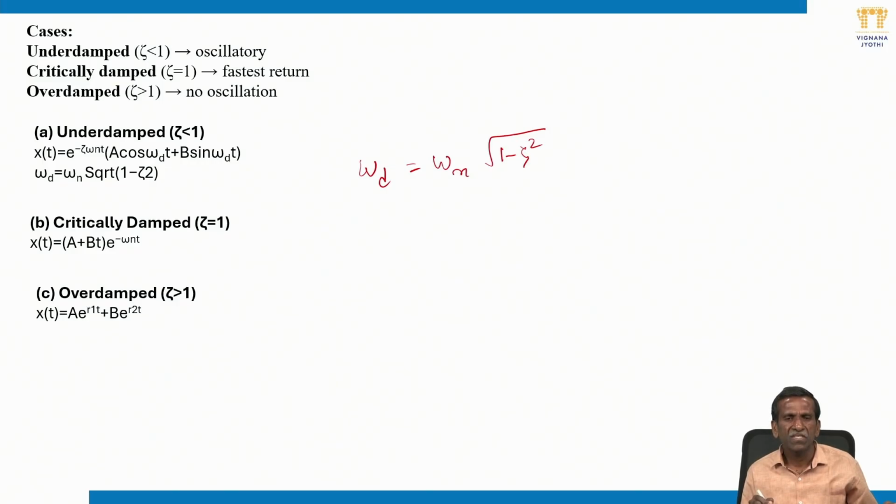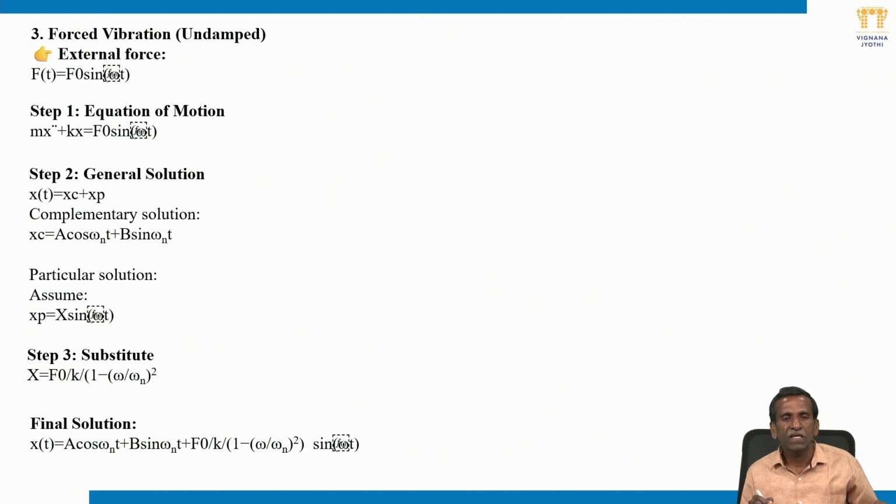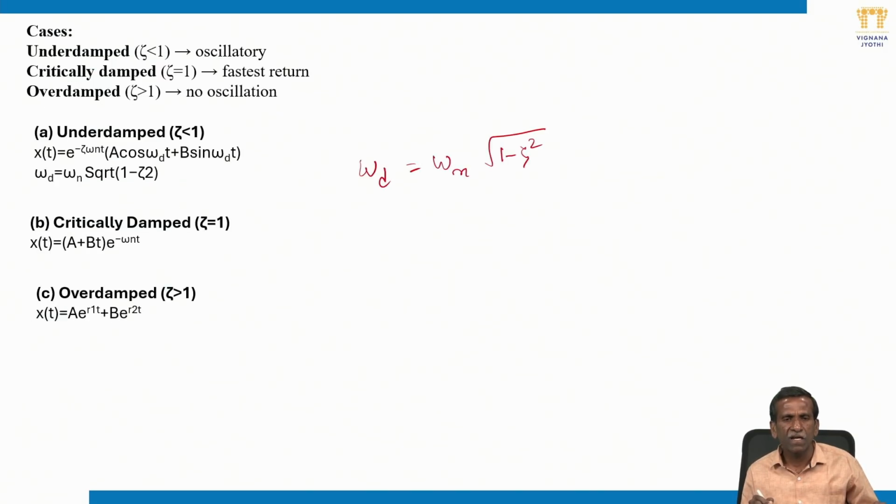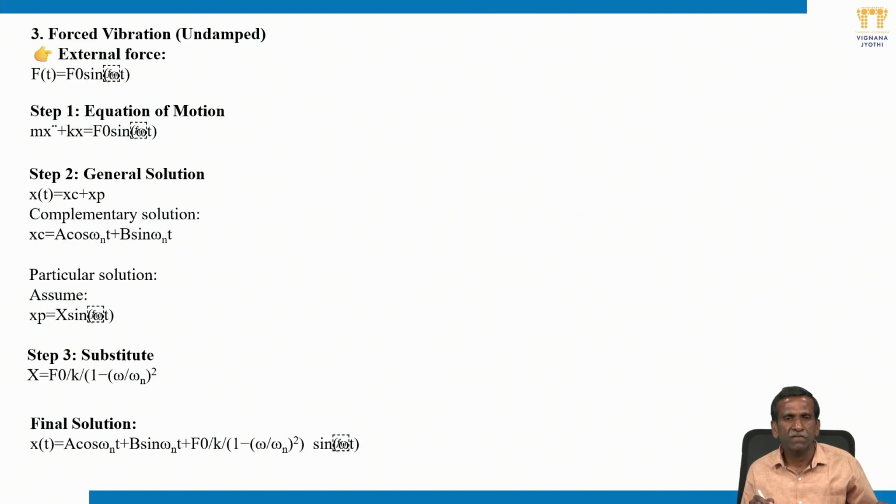For overdamping, zeta greater than 1, the solution can be written as displacement equal to a e power r1 t plus b e power r2 t. Here r is the ratio of frequencies, that is damped frequency by natural frequency. We will discuss these more elaborately in coming sessions also.